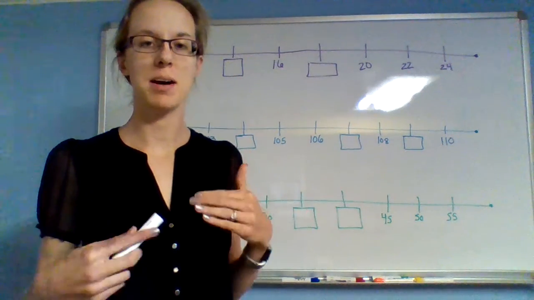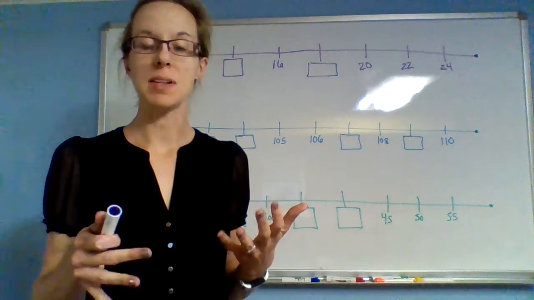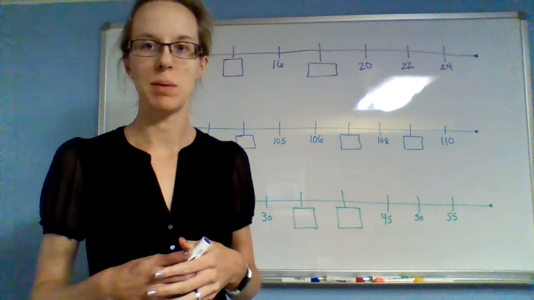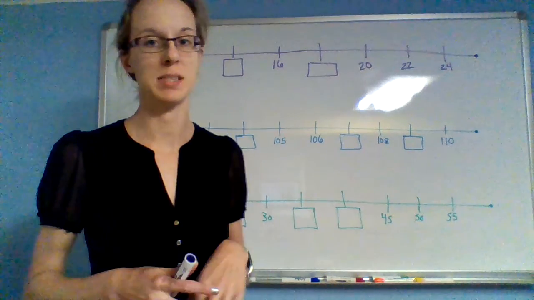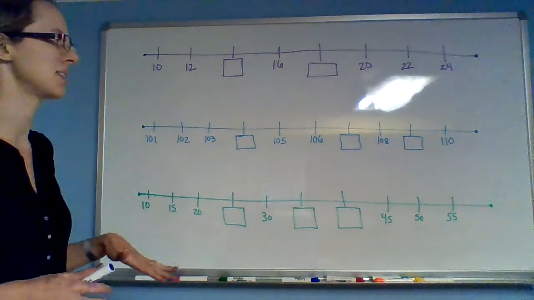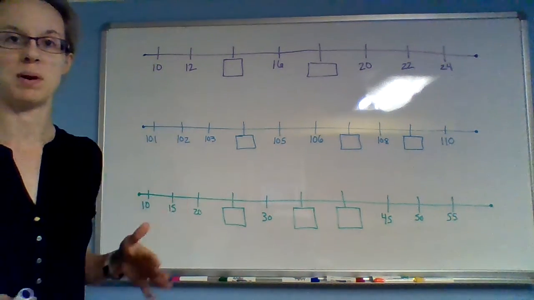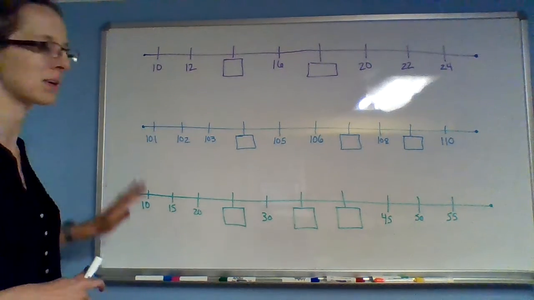Today we are talking about number lines and how they can be used to help us with addition problems or subtraction problems or seeing patterns in numbers. So I have 3 different number lines on the board. They don't continue one to the other, so we'll look at each of them separately.